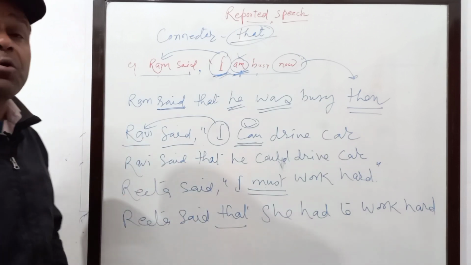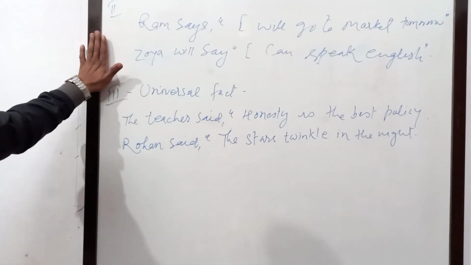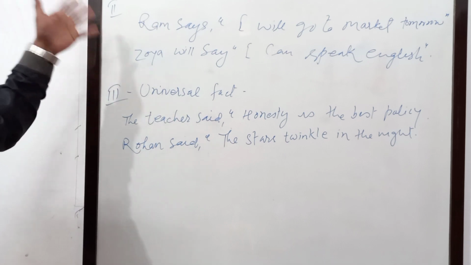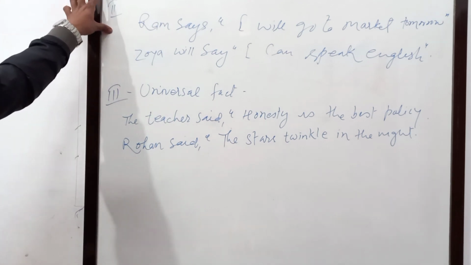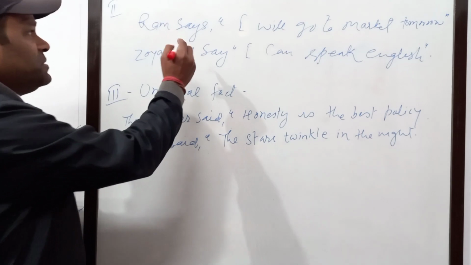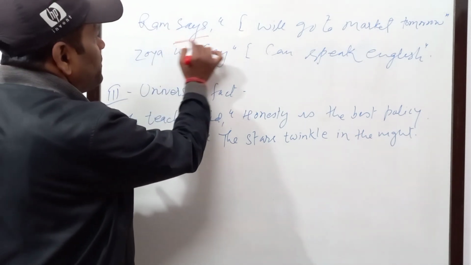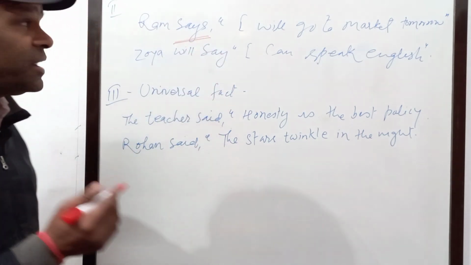Now let me give you one more example of the next rule. There are three rules actually. The first rule we have already discussed. This is the second rule. And I was mentioning that we have to be very careful about the reporting verb.